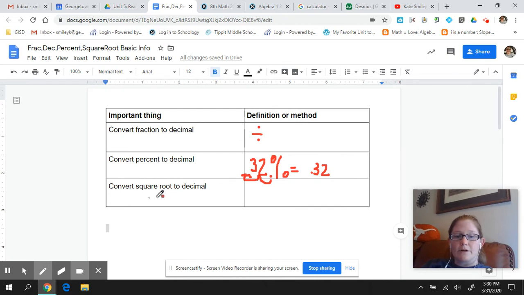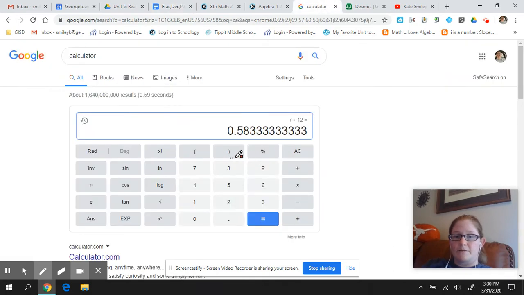Okay, and then converting a square root to a decimal. So maybe you have the square root of 17. Okay, you can go back to that calculator. Some calculators will want you to put in the square root sign first and then your number. And then phone calculators, they usually want the number first. Okay, but you're going to see this, and that's what I would type in as my answer.